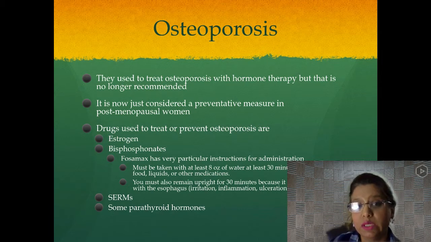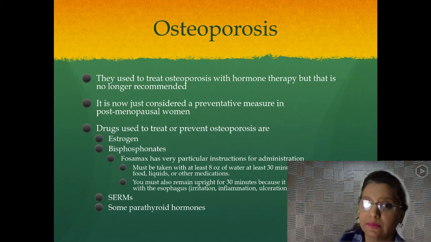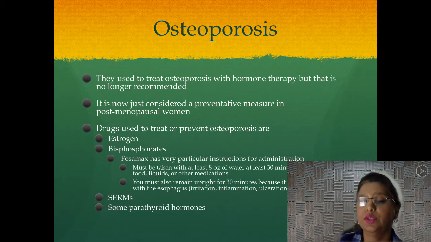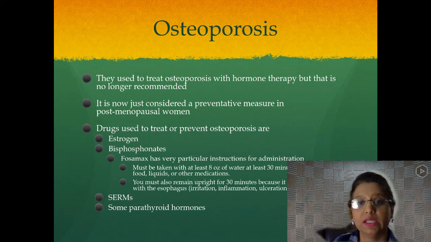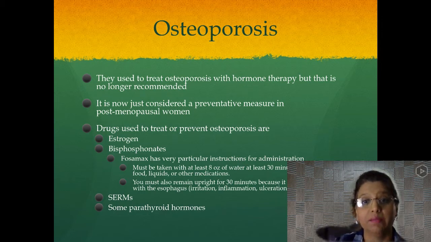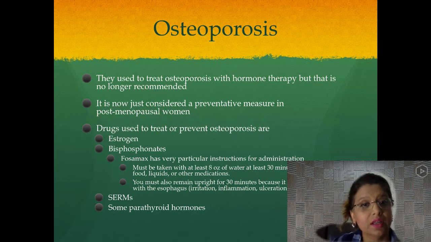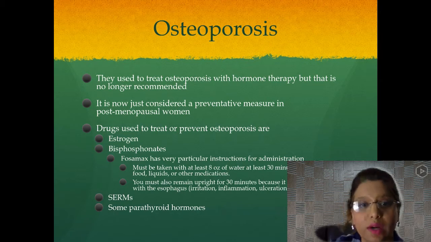With Fosamax, which is a bisphosphonate, we would give it with 8 ounces of water. Get up in the morning and drink the medication with 8 ounces of water. The person should remain upright for at least 30 minutes, because it can cause problems with the esophagus: irritation, inflammation, and ulceration, and that may cause more problems. So we just want to make sure they're sitting up, taking the medication in the morning with 8 ounces of water.